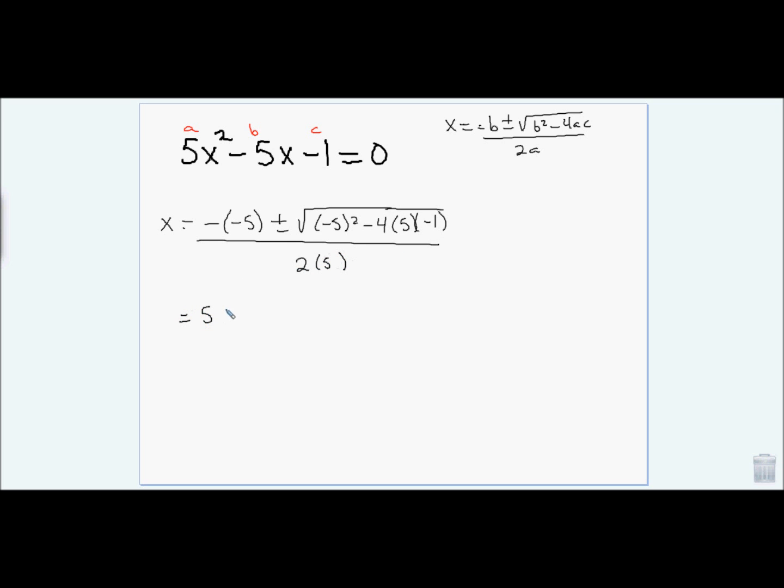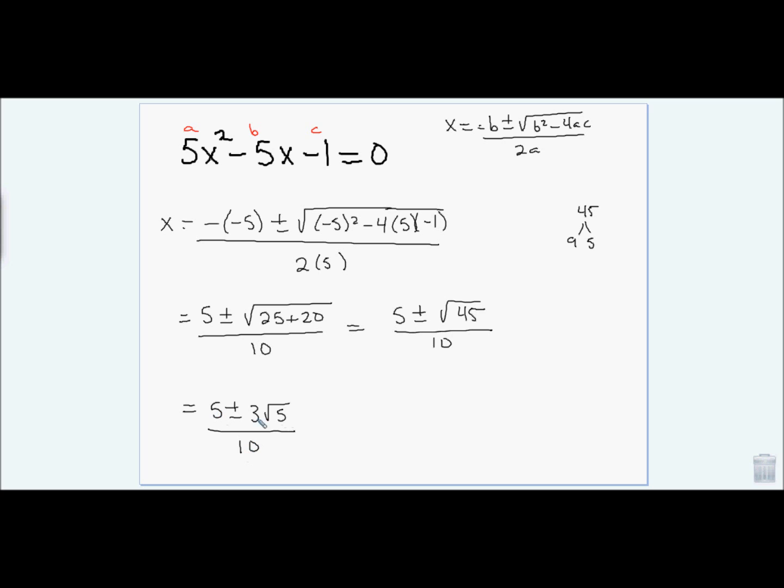So that's positive 5 plus or minus the square root of 25 plus 20 over 10. So that's 5 plus or minus the square root of 45 over 10. 45 is 9 times 5. So this is 5 plus or minus 3 times the square root of 5 over 10. 5, 10, and 3 won't reduce, so that is my complete answer.